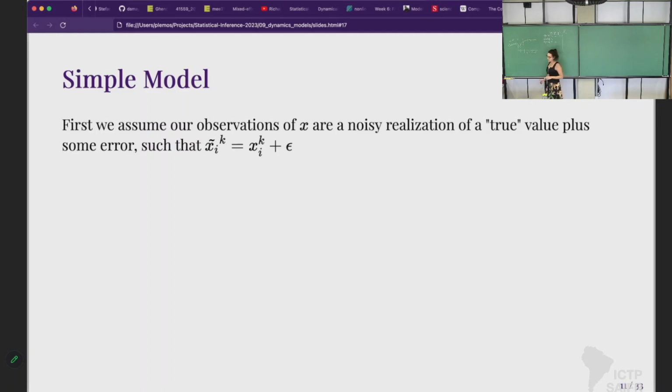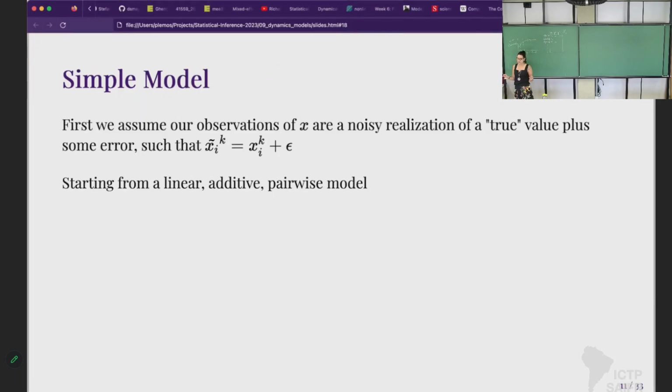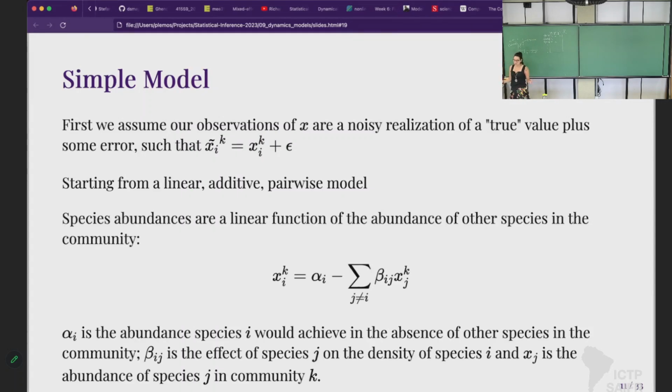We can assume that each value x_i comes from a true value plus some error associated with the measurements that each researcher is doing when measuring biomass, for instance. Then we can think about how these biomasses are going to change by starting from a simple linear additive pairwise model. You have seen this. So let's just imagine that the species have been... yes?